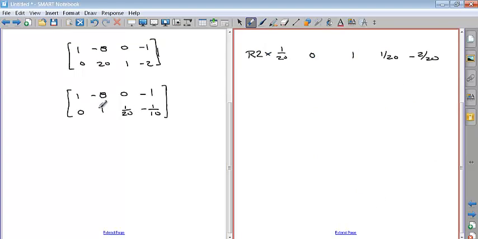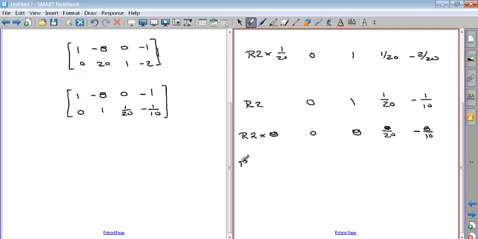So what I'm going to do is take row 2, so let me write row 2 down, which is 0, 1, 1/20, negative 1/10. I'm going to multiply row 2 by 8, and so I get positive 8 here, which will cancel out the negative 8. So I take this times 8, so I'll get 8, 8/20 minus 8/10, because that's 8 times row 2.